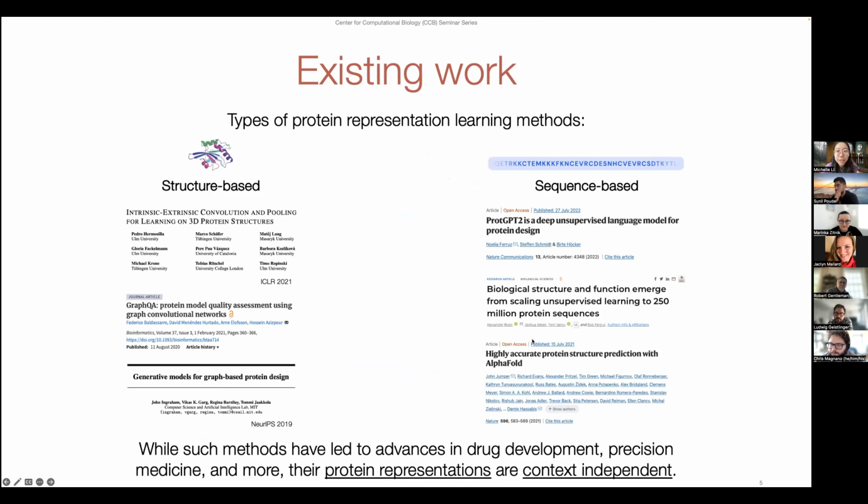And there's, of course, lots of research done on protein representation learning. Two types that I'll just mention here are structure-based and sequence-based. Structure-based methods take as input the 3D structure of a protein and output a low-dimensional vector representation, or an embedding, of the protein. Sequence-based methods take as input a sequence of amino acids and output an embedding of the protein. These embeddings can then be used for any downstream task. These methods have led to incredible advances in drug development, precision medicine, and lots more, but their protein representations are context independent, as in there's only one embedding per protein.